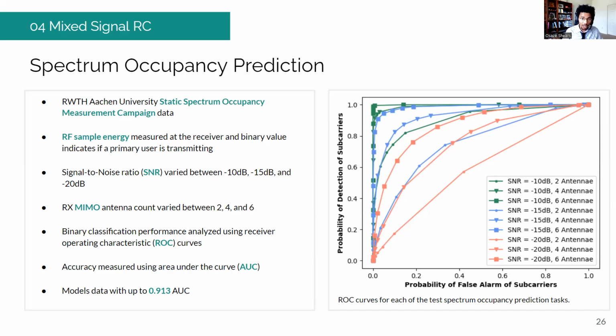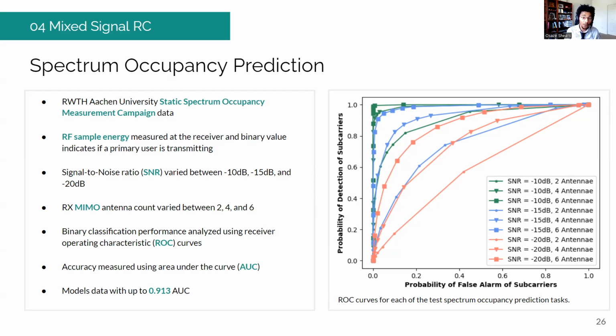This realistic spectrum occupancy behavior was synthesized into quadrature phase shift keying symbols. So over time, we generated IQ sample data that corresponded to whether or not the spectrum was being utilized.